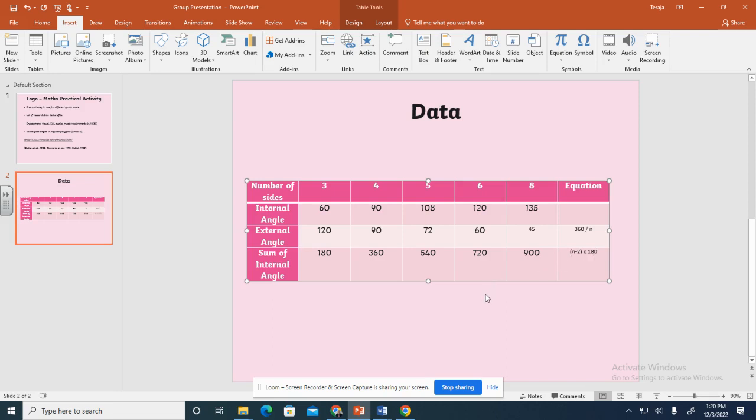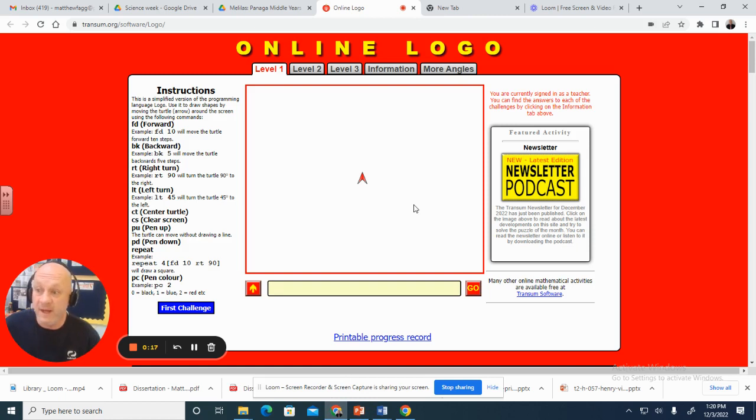Okay, so I've used Logo many times with many different groups of children. I think it's very engaging for them. They have a lot of fun with it, and I'd highly recommend it.